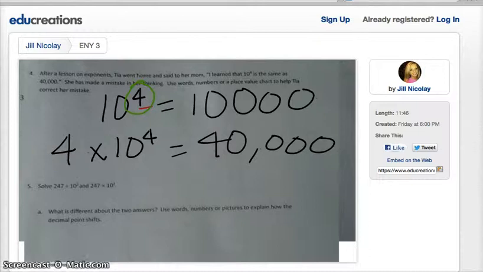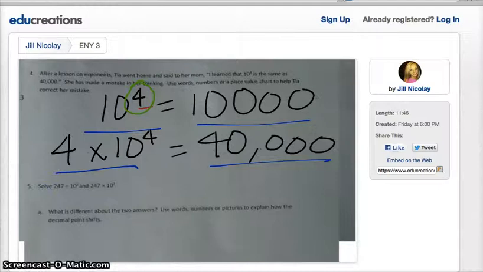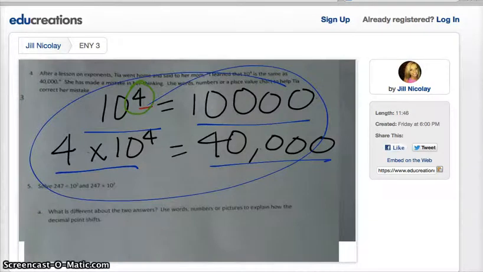If this was the problem that she had to solve, yeah, she would have gotten the right answer. But we just wanted to know what 10 to the fourth was, which is 10,000. It says use words, numbers, or a place value chart to help Tina correct her mistake. So how are we going to help Tina is what I want you to think. Just giving her this, to me, that would be super confusing. So we need to either use words, numbers, or a place value chart.